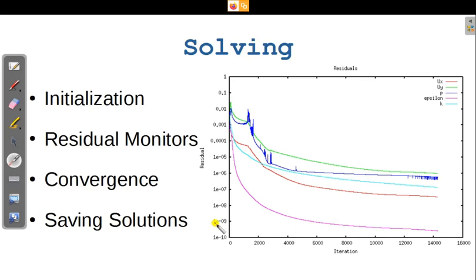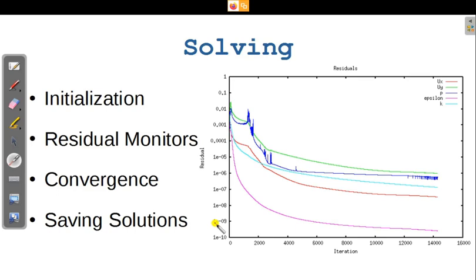Suppose these graphs are not going down, rather they are going upwards, which means you are deviating from your original solution and your system is going unstable. There are stability issues, so you have to go back and check the other conditions which you have given. Maybe a mesh problem, maybe an initial condition problem, or a boundary condition problem. If you have taken a wrong choice of inputs, the graphs will not go down, they might go up.